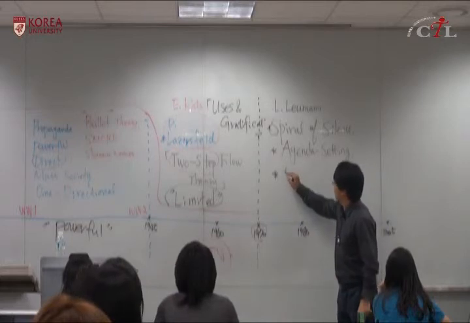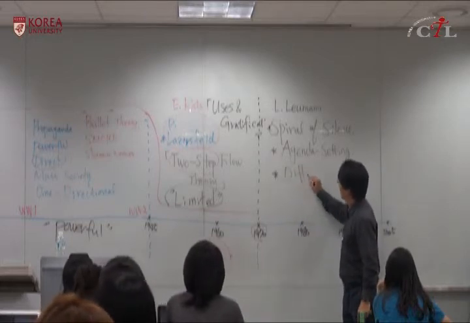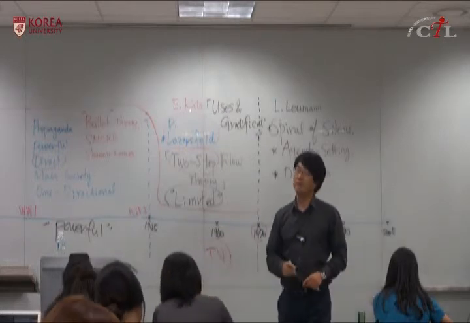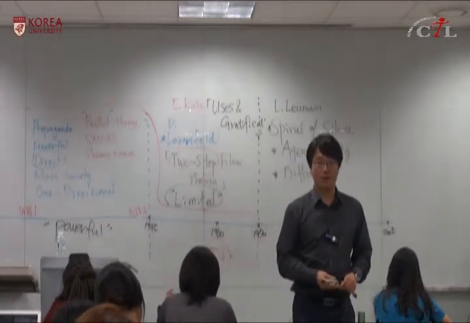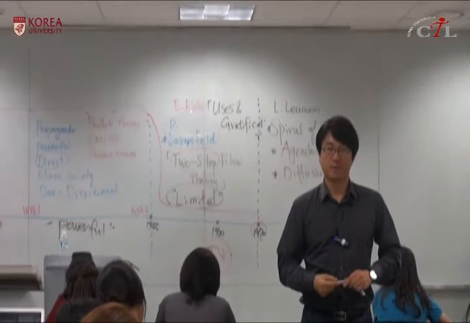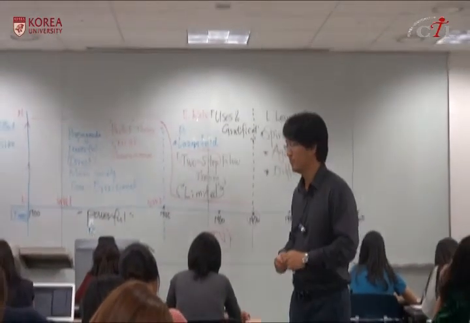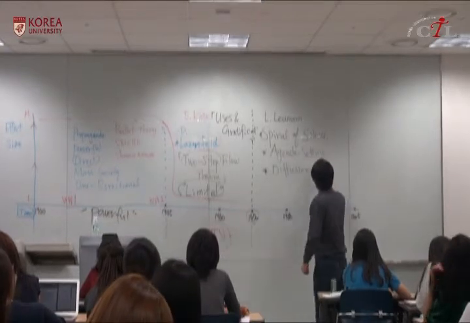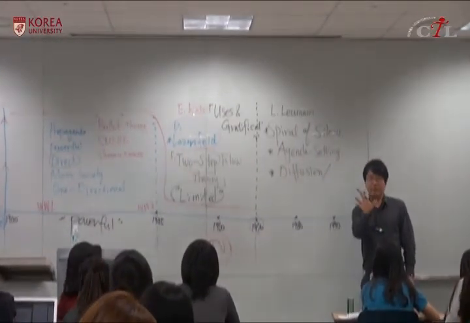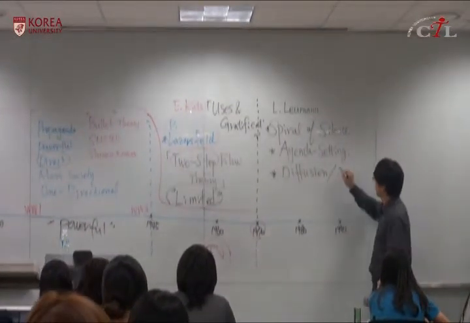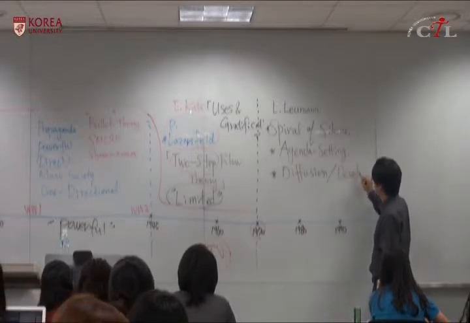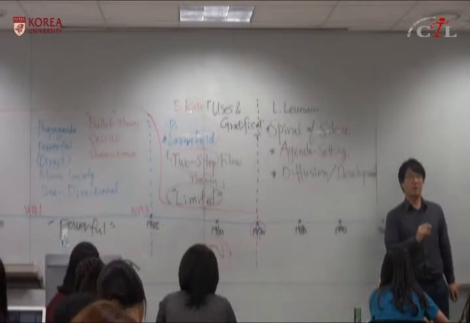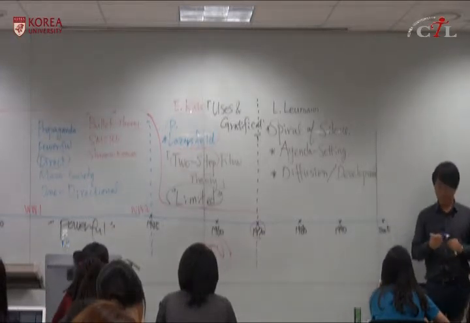Probably another important theory is diffusion. Yeah, that's a very important theory. Everett Rogers' diffusion theory. Diffusion theory is very similar to the development theories.